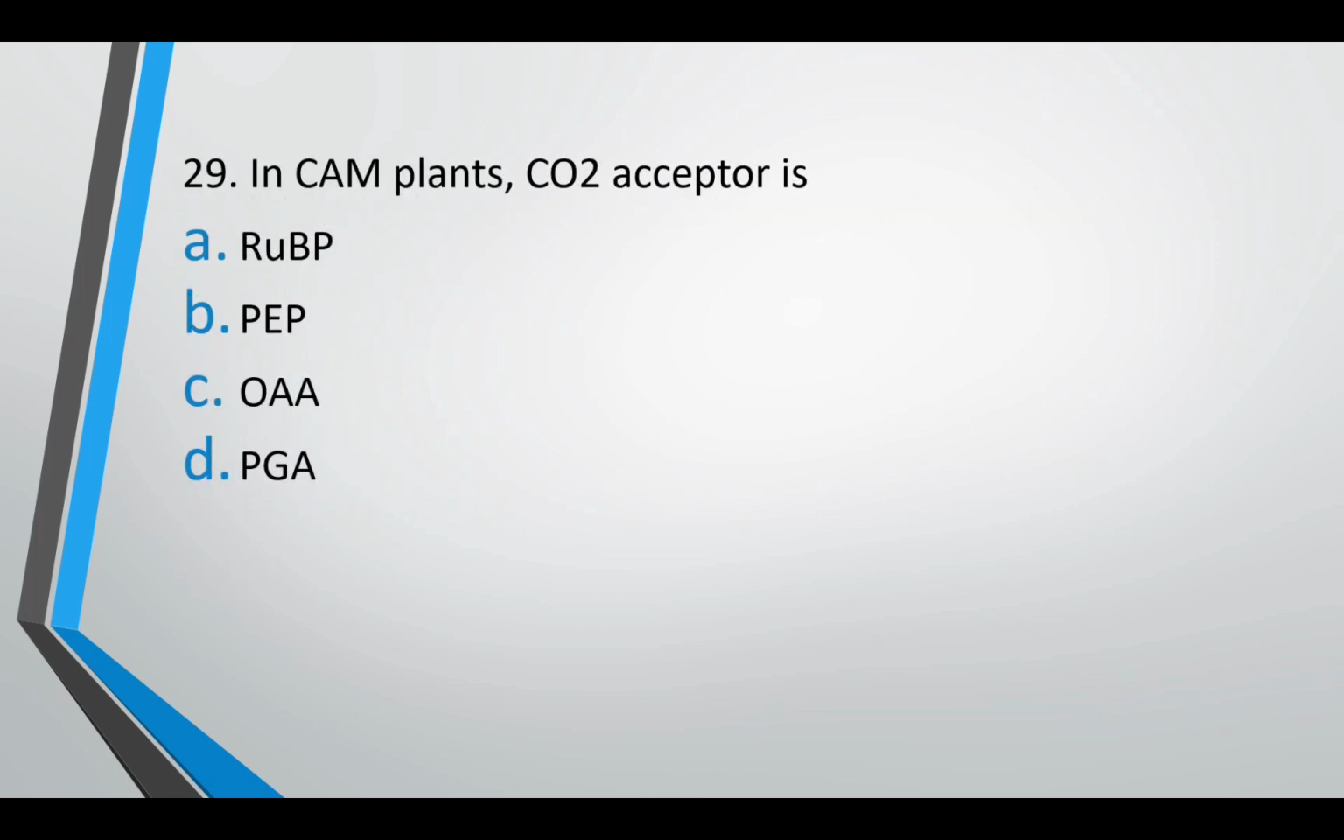In CAM plants, carbon dioxide acceptor is RuBP, PEP, OAA, or PGA. In CAM plants, the carbon dioxide acceptor is. Correct answer is option B, PEP.